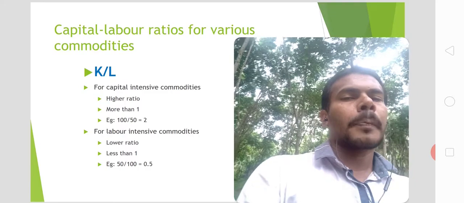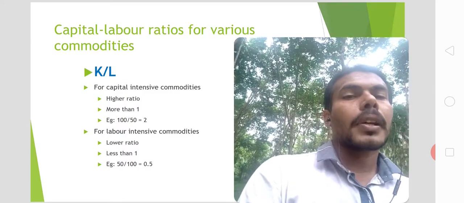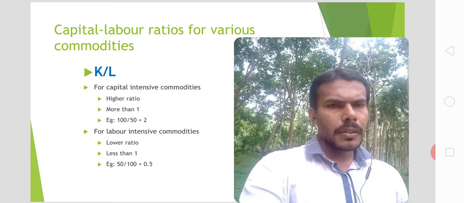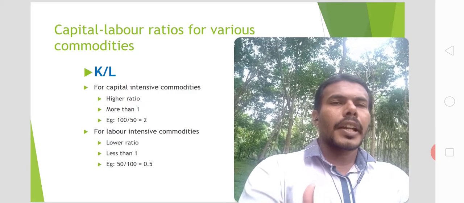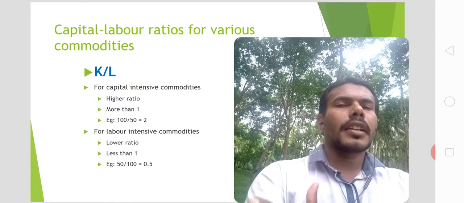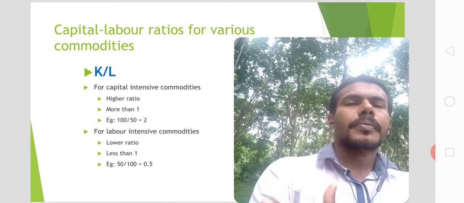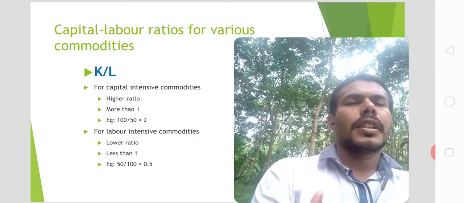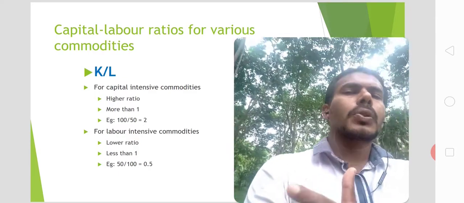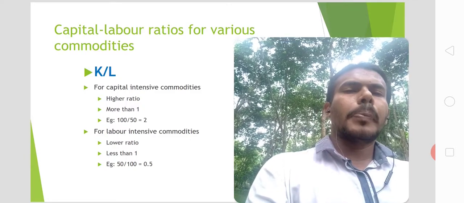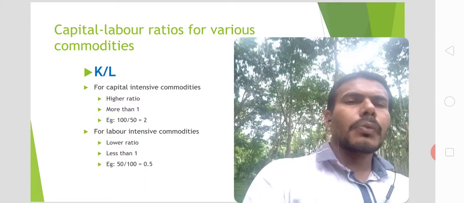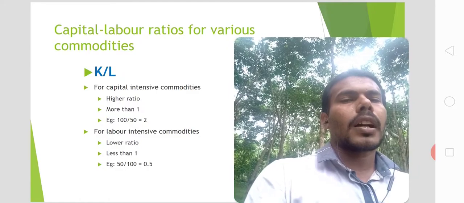Suppose capital's value is $50 billion and labor's value is $100 billion. That means for labor intensive commodities or labor abundant nations, the K by L ratio will be less than 1. For example, K is 50, L is 100, and 50 by 100 is 0.5. 0.5 means it is less than 1. It shows the intensity of factors. So a capital labor ratio greater than 1 shows higher capital intensity, and a capital labor ratio less than 1 shows lower capital intensity or higher labor intensity.